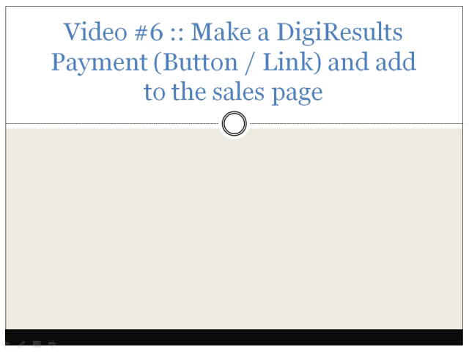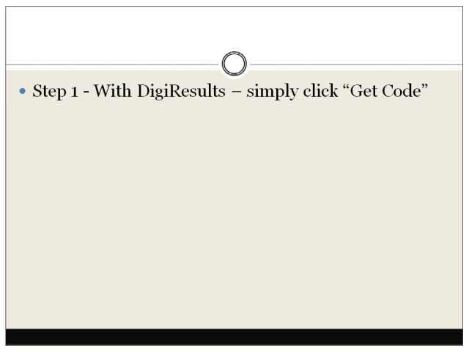In this specific video, we're going to talk about making a DigiResults payment button and link and adding it to the sales page. So this process is really easy. It consists of step number 1. On DigiResults.com, simply click on the Get Code button. We're going to get the code.